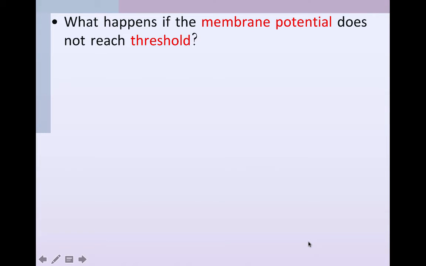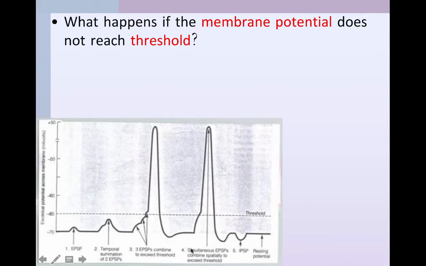All right, now we've already actually talked about this, but we'll review real quickly. If the membrane potential does not reach threshold, then it just very quickly is returned to the resting membrane potential. And the thing that does that would be the sodium-potassium pumps. They pump the extra sodium back out of the cell and any extra potassium back in so that we get back to negative 70.